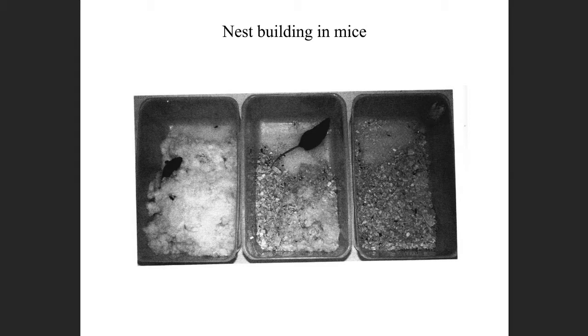But if you do selection in a controlled environment, and then you do get a change in the value of the trait in the offspring relative to the population before, then genes are affecting that trait, because there has to be genetic variation to have a response to selection. So a really classic example is research done by Cheryl Lynch on nest building in mice.